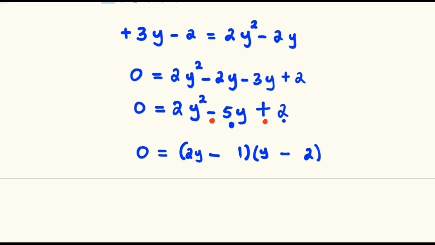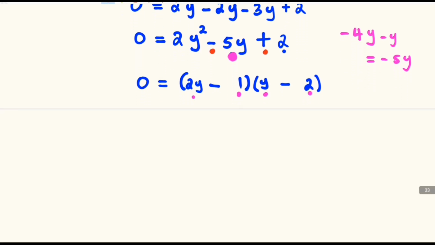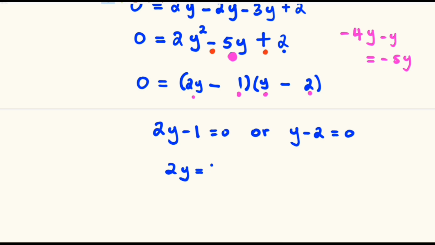We test our factorization. The 2y multiplied by negative 2 will be equal to negative 4y, and the negative 1 multiplied by the y will be equal to negative y, and this will be equal to negative 5y, and that's what we have as our middle term, so our factorization is correct. The 2y minus 1 will be equal to 0, or the y minus 2 will be equal to 0, so the 2y will be equal to 1, or the y will be equal to 2.